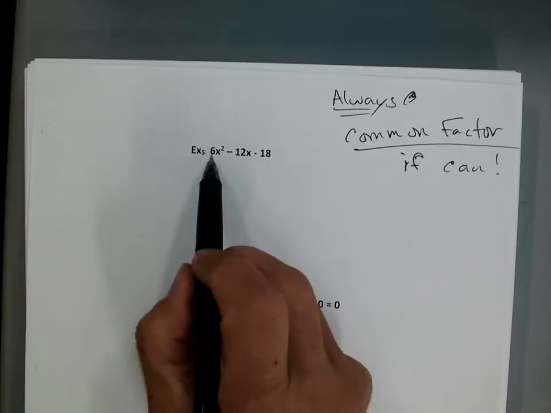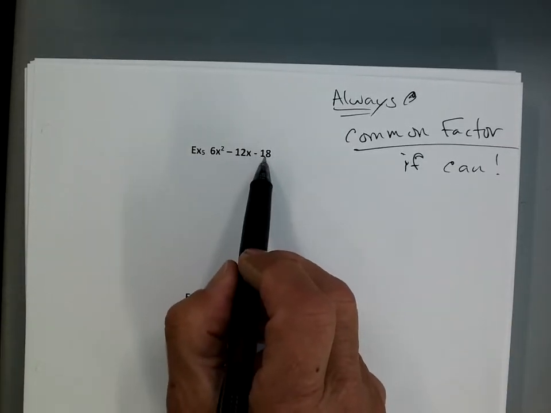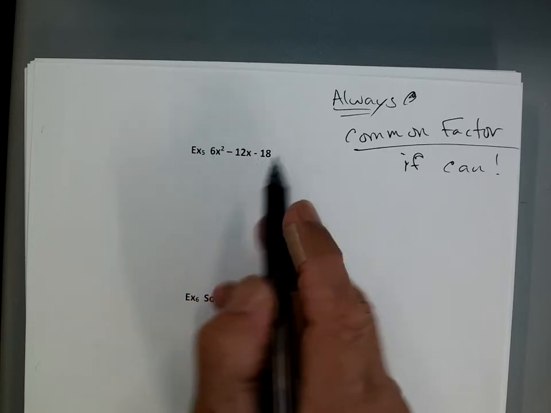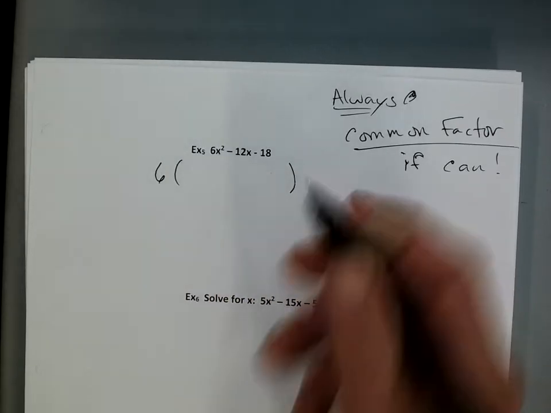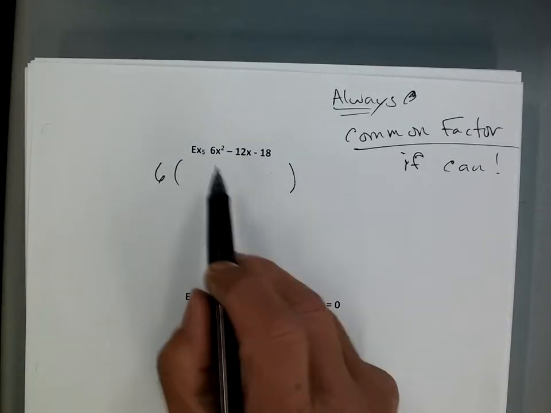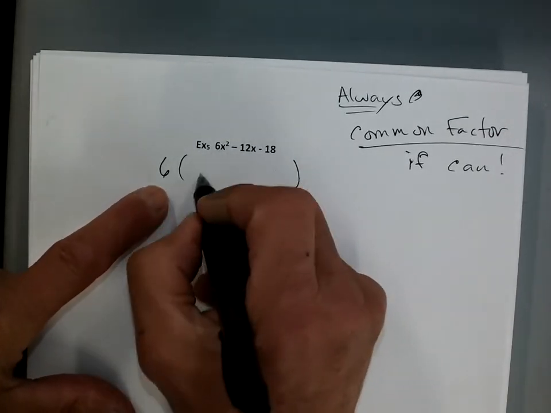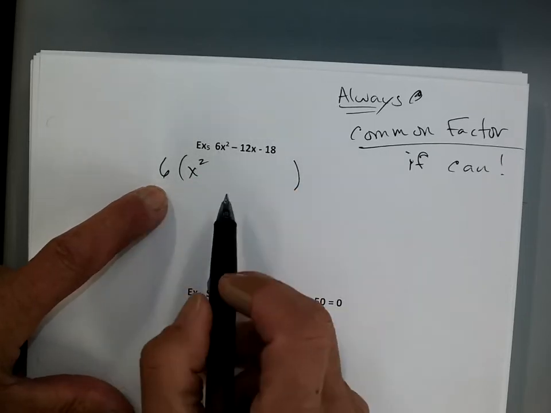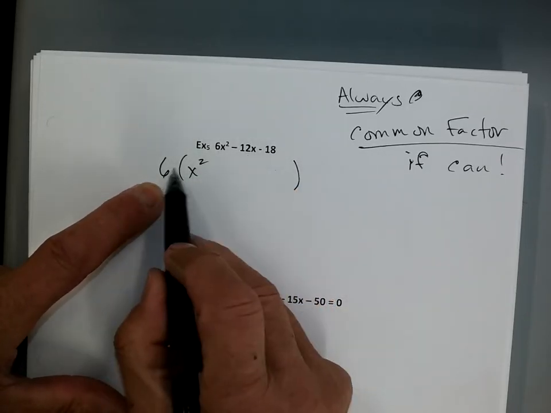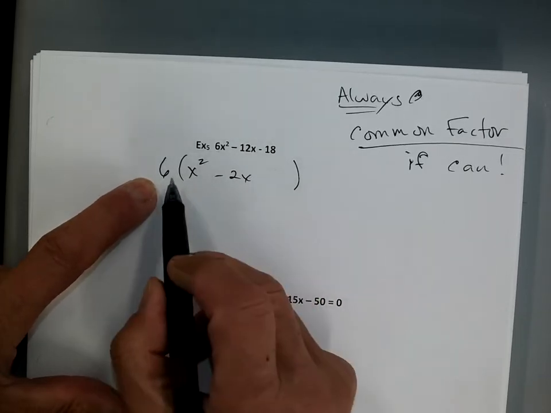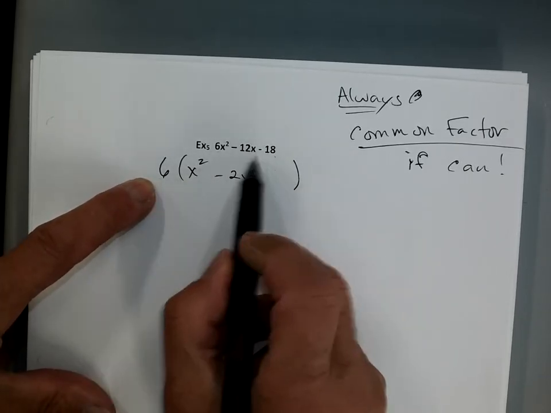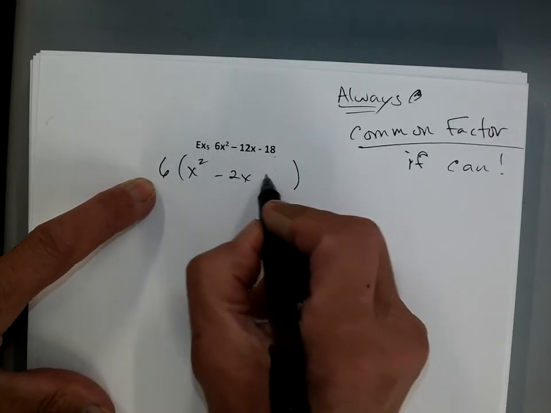You see, they all have a multiple of 6. So if I common factor out the 6, let's see what happens. If I take out a 6 out of the 6x squared, I'm just left with the x squared. If I common factor out a 6 out of 12, well, 6 goes into 12 2 times. And if I common factor the 6 out of the 18, 6 goes into 18 3 times.